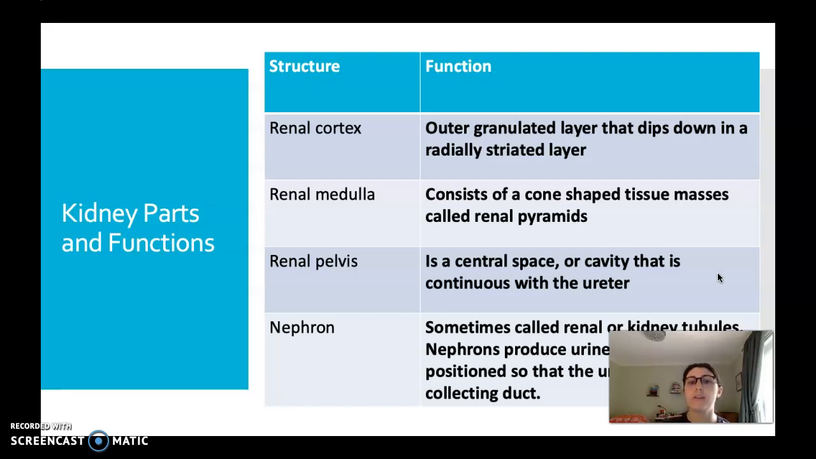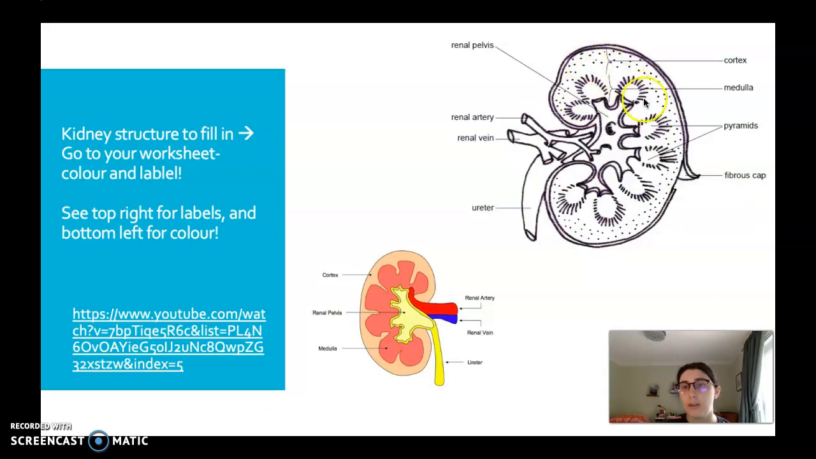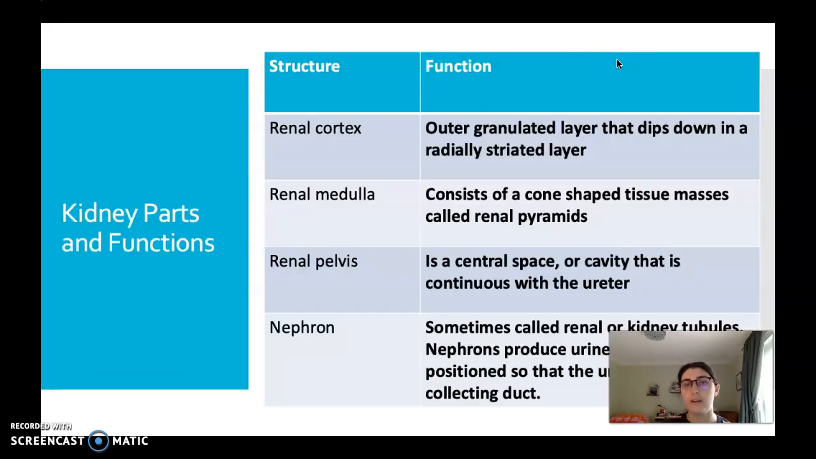So the cortex is the outer layer that dips down into a radial striated layer. You can kind of see that with these little striations here. Sorry, the medulla consists of cone-shaped tissue masses called renal pyramids, and the pelvis is the central space, which is continuous with the ureter. So that's where the urine gets collected. And the nephron is what produces the urine, and they're positioned so that the urine flows into the collecting duct.